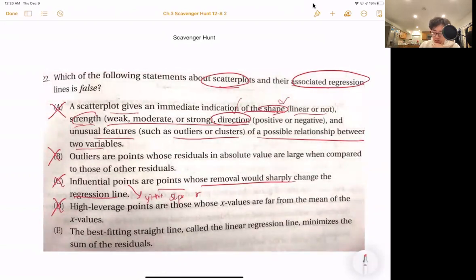E: The best fitting straight line, called the least squares regression, minimizes the sum of the residuals. First of all, it doesn't minimize the sum of the residuals. The sum of the residuals is actually equal to 0. That's the definition of a regression line. So this is the one that's false. You don't want to minimize the sum of the residuals. You just want to straight up make it 0 for 22.